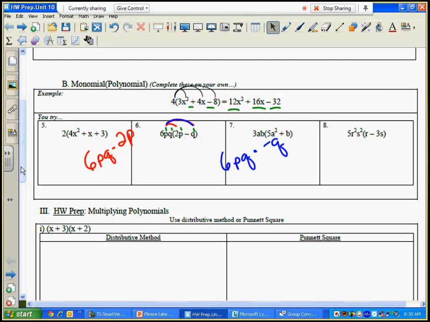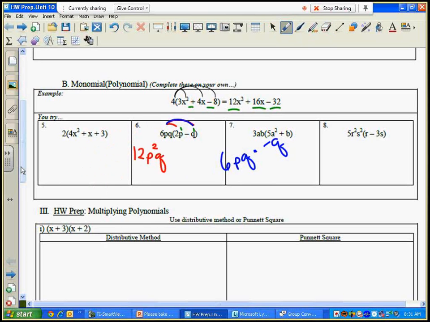So let's take a look at the first one. We could rearrange these in any order because there's no pluses or minuses in here. So 6 times 2 times p times q. All right, 6 times 2 is 12. P times p is p squared times q. We will get 12p squared q.